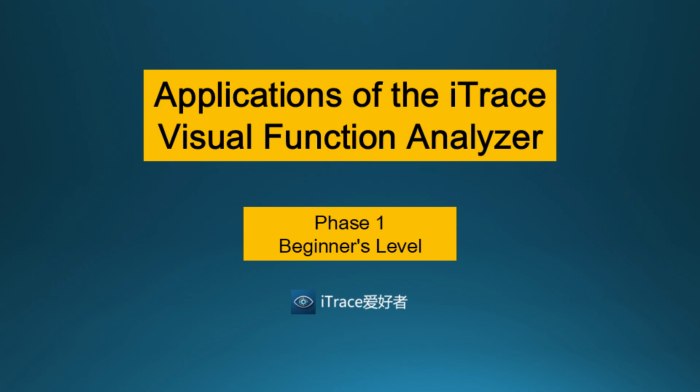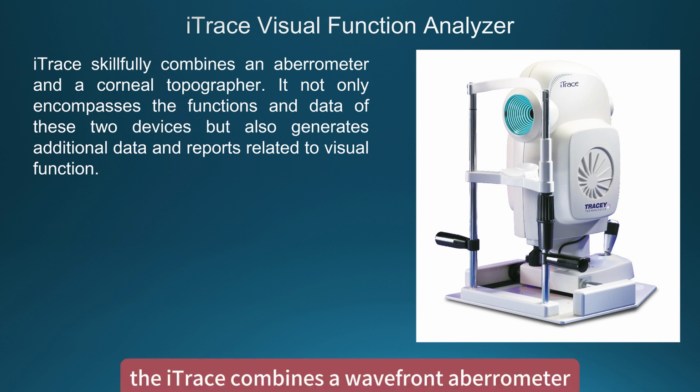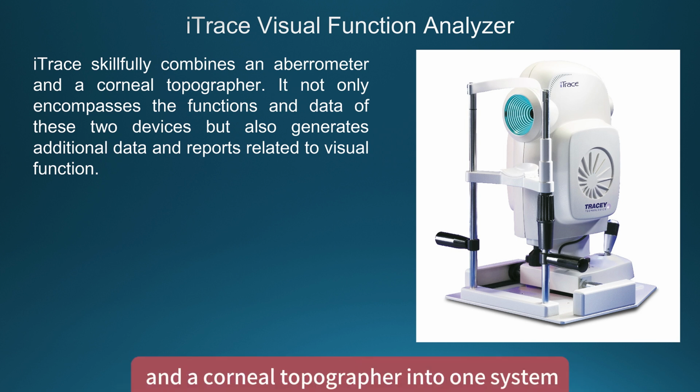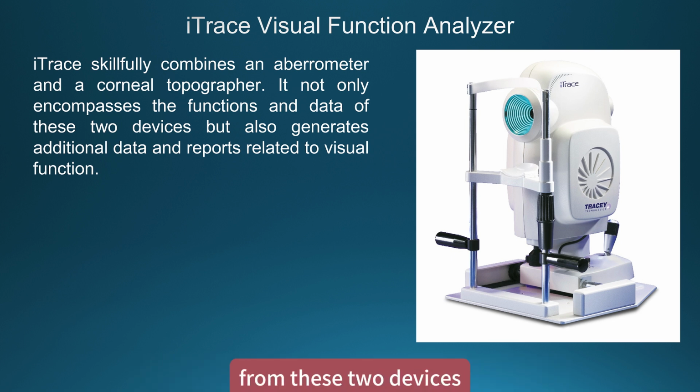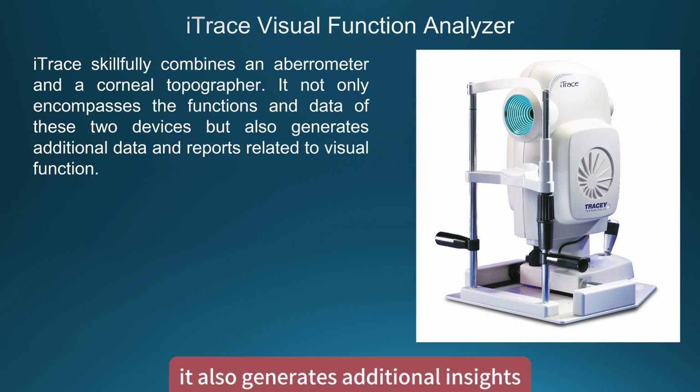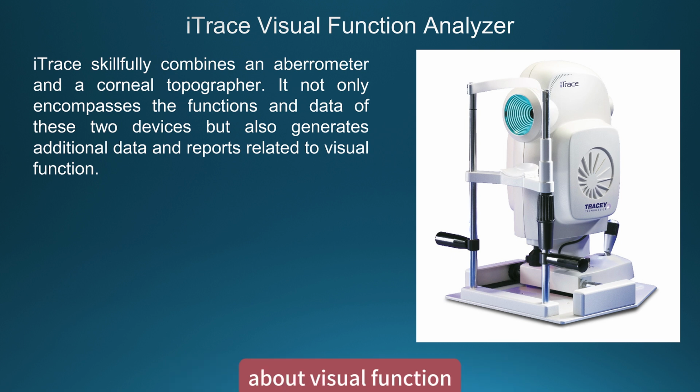Application of the iTrace Visual Function Analyzer, Phase 1, Beginner Level. The iTrace combines a wavefront aberrometer and a corneal topographer into one system. It doesn't just provide the standard data from these two devices, it also generates additional insights about visual function.